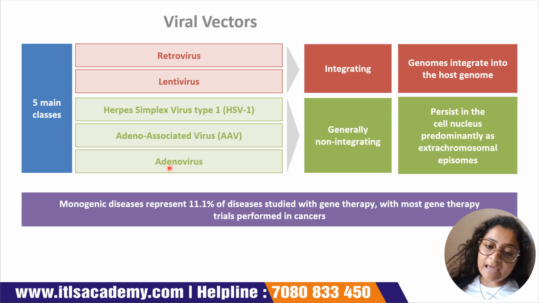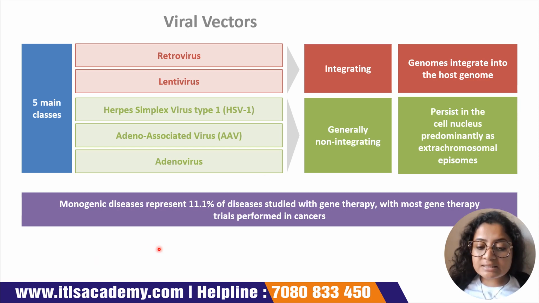Okay, now retrovirus and lentivirus have some properties. What are they? They have integrating properties, so the genome integrates into the host genome. So this integrating property is not present in all types of viral vectors. Say for example, the other types that we have, HSV, AAV, adenovirus, these are basically non-integrating. So they will never go and integrate with the host genome. So they will persist in the cell nucleus predominantly as extrachromosomal episomes, means somewhat like plasmids. They will not integrate themselves into the host chromosome, they will exist independently inside the nucleus of the cell. So these are the two distinct features between the different classes of viral vectors.